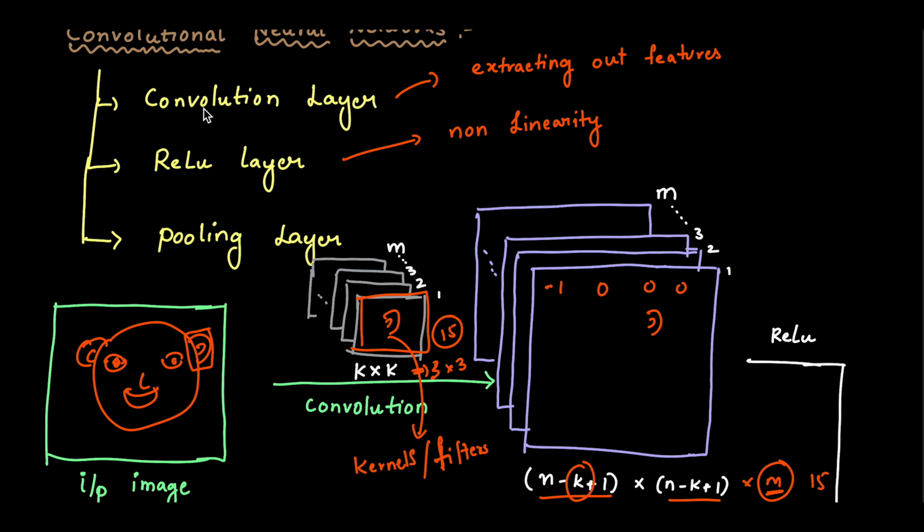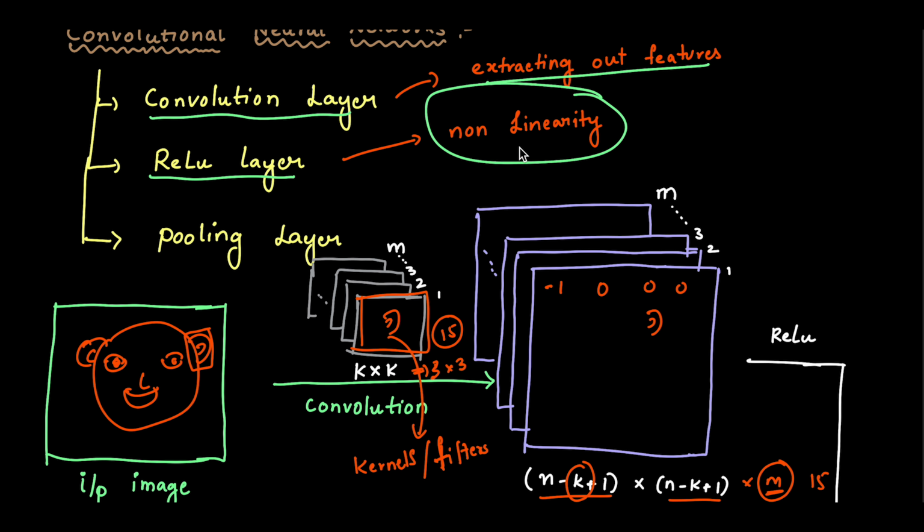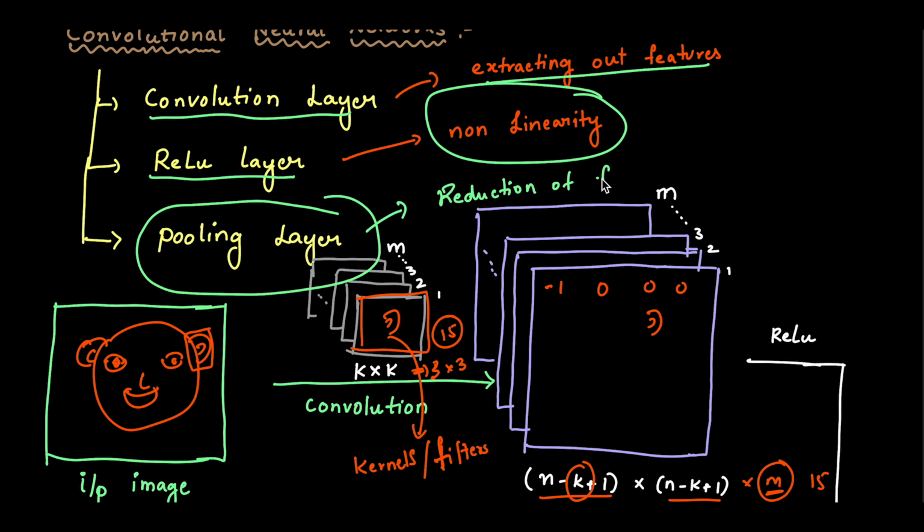This is about the three layers. The first layer is the convolutional layer, which extracts features. The second layer is the ReLU layer, used for applying nonlinearity, which helps us obtain complex features out of the input image. And finally, we have the pooling layer, which is responsible simply for reducing the feature map size. So this is about the pooling layer.